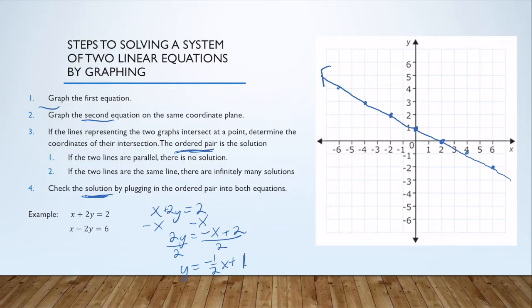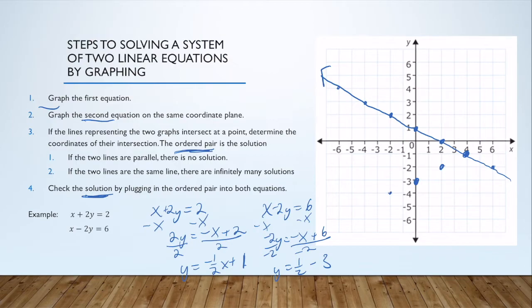Now the equation for my second line is x minus 2y equals 6. I subtract x from both sides. Negative 2y equals negative x plus 6. I divide both sides by negative 2. So I get y is a positive 1/2 x minus 3. So we go to negative 3. I go up 1 over 2 because it's a positive 1/2. Up 1 over 2. Ding, ding, ding.